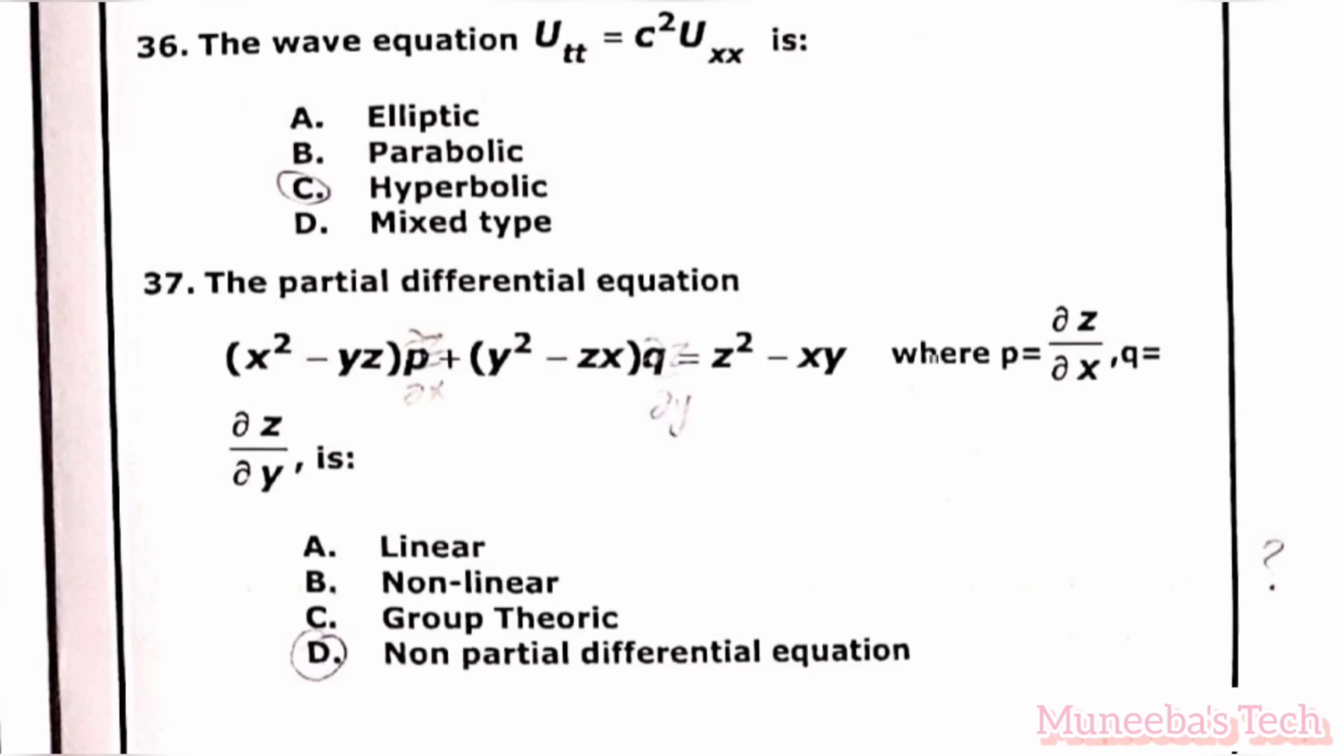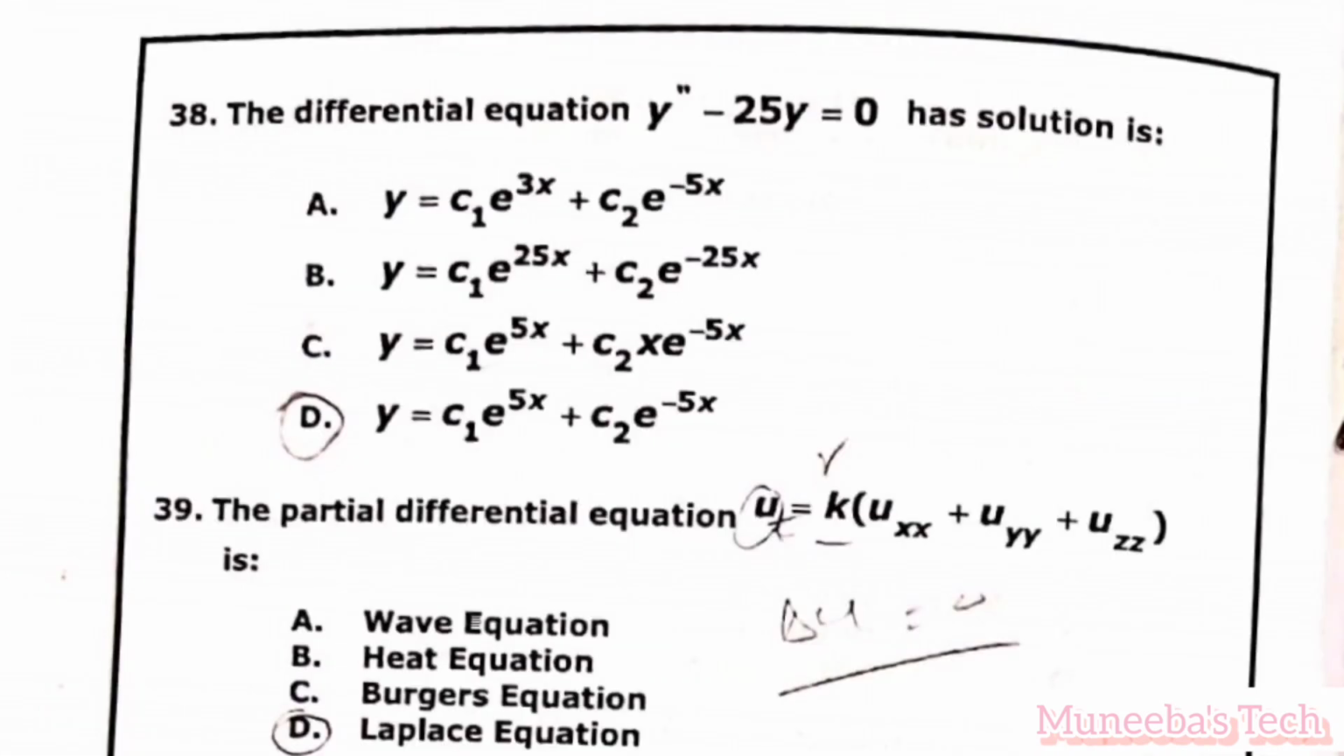Question 37, the partial differential equation is, it is basically the non-linear partial differential equation. We discussed questions number 38 and 39. We first discuss question 39. The partial differential equation is, you check the given PDE, and this is basically the Laplace equation. Now our question 38 is: the differential equation double derivative of y minus 25y equals 0 has solution. Basically the option D is correct.